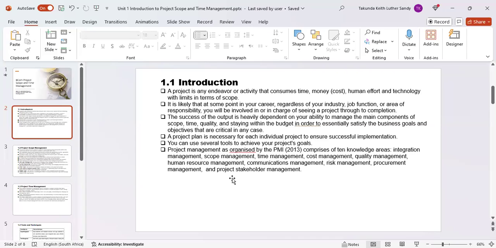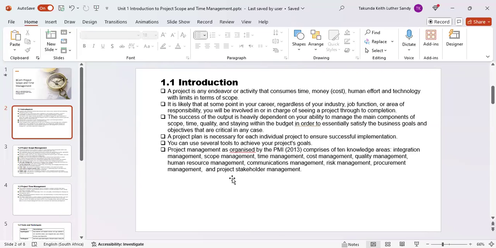And then we look at project management. Project management comprises organizing, leading, managing, and controlling of resources to come up with a unique product that also meets or exceeds the customer's expectation. That's what project management is.